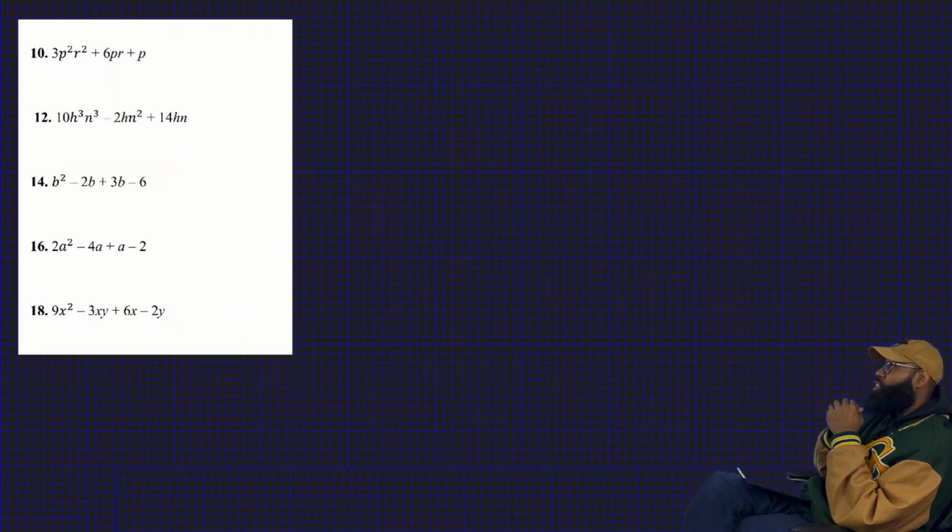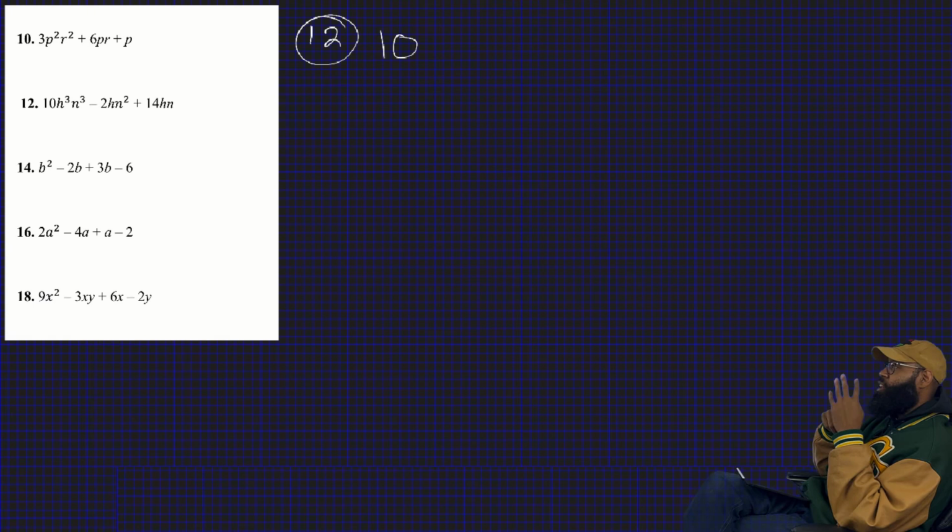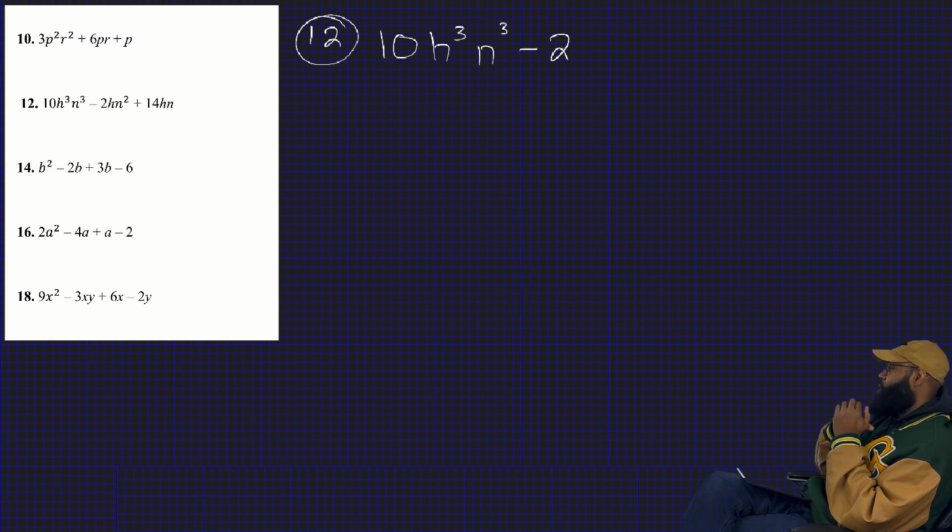So we're gonna be continuing to factor polynomials. Number 10 is a trinomial. Number 12 is actually a polynomial because it has 4 terms, right? So we did 10, and now we're on 12. Our first term, 10h cubed n cubed. Second term, negative 2hn squared, and the last term, 14hn.